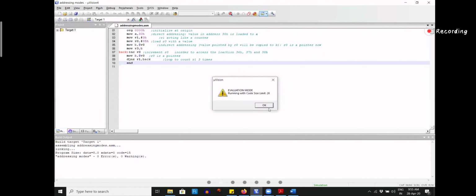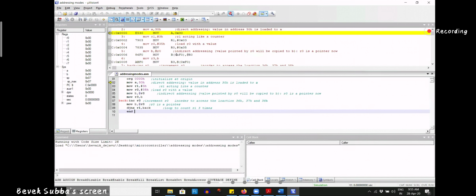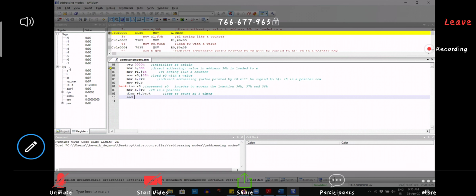Debug is a little different, and that's why I'm doing this program. 30h is a location, so it is a memory. You will not find this memory here. Here you will only find special function registers. You will not find RAM locations.